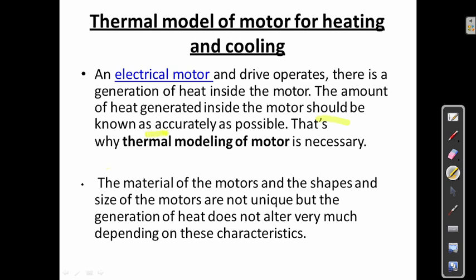The amount of heat generated inside the motor should be known as accurately as possible. That is why the thermal modeling of the motor is necessary.